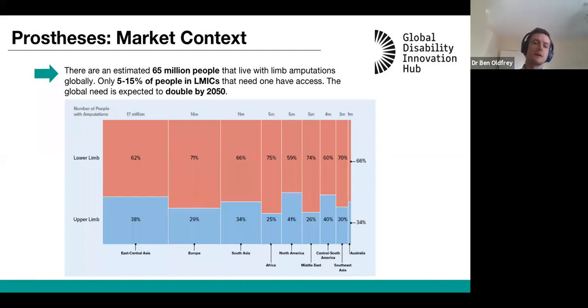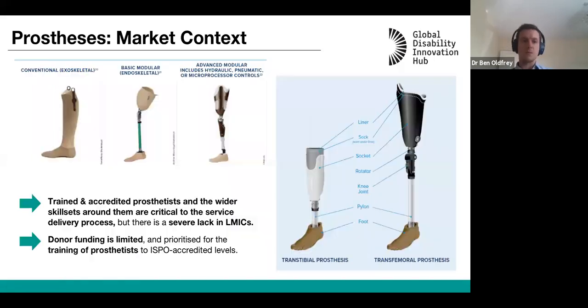So globally, there's an estimated 65 million people that live with amputations. When done adequately, prosthesis provision can improve their quality of life, but only 5 to 15% of people in LMICs that could have one have access. And we project that this global need is going to double by 2050.